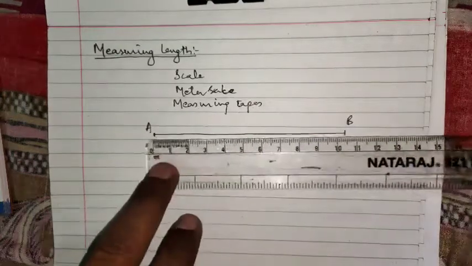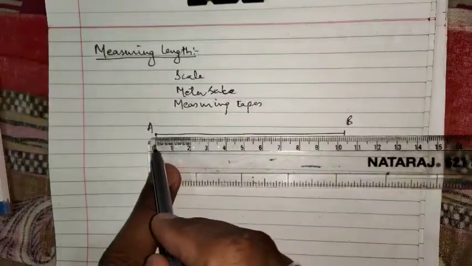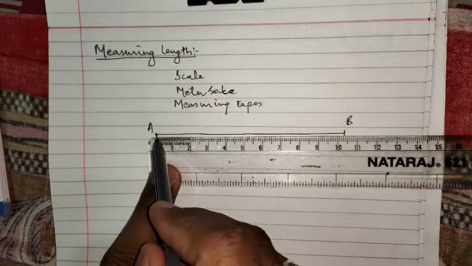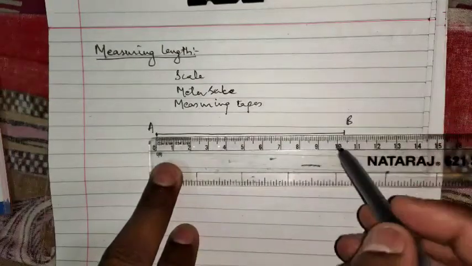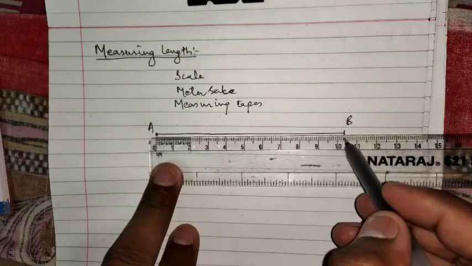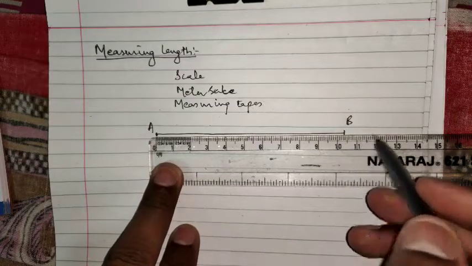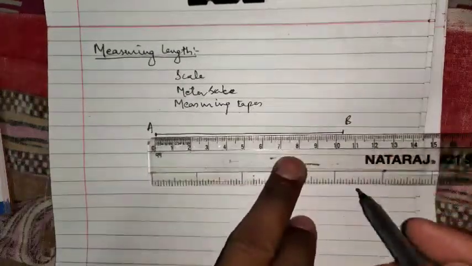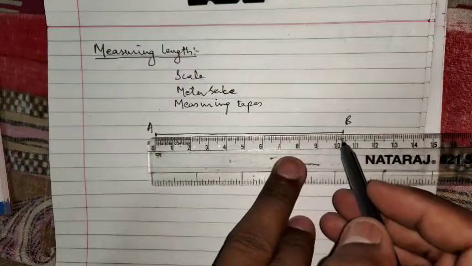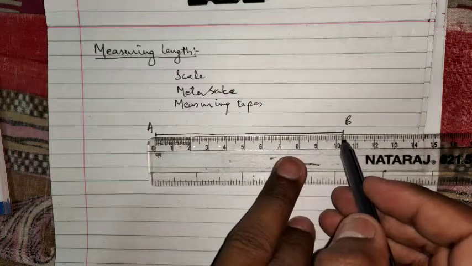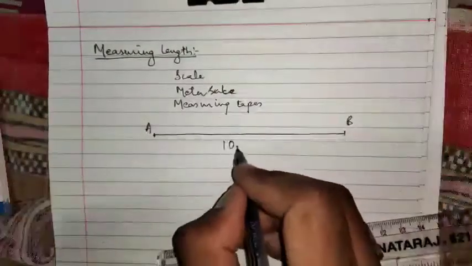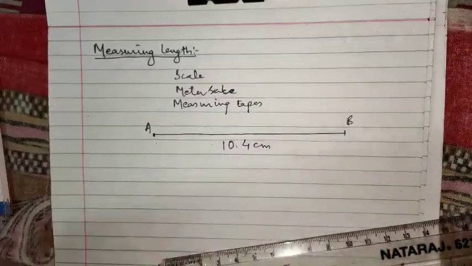Let us see how we will measure. First we will put the 0, the first mark, on the first point, and let us measure. We can see that it is more than 10, it is between 10 and 11. Let us calculate accurately: 10.1, 10.2, 10.3, 10.4. So we have calculated this as 10.4 centimeter.